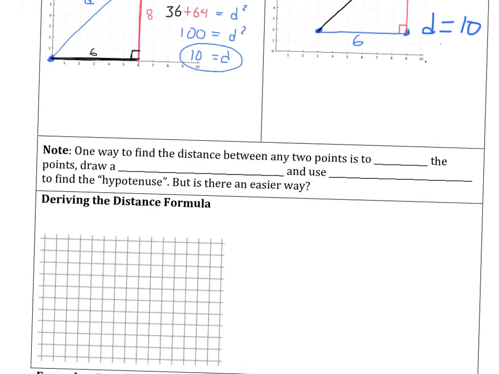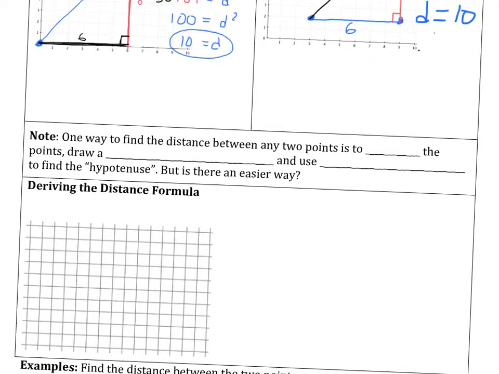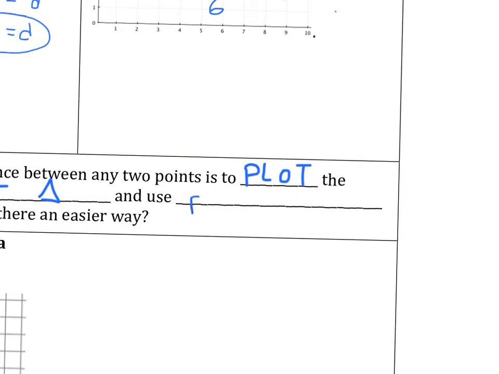So, notice this note here. One way to find the distance between any 2 points is to plot the points, draw a right triangle, and use the Pythagorean Theorem. Holy moly, there's so much going on here.